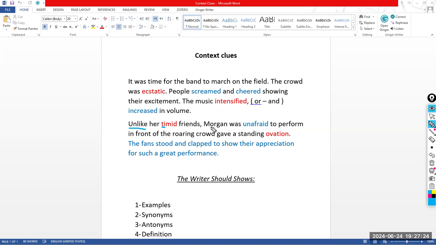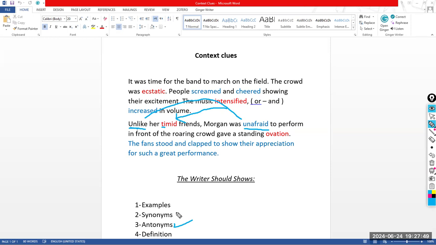Now, in the next clause, we have unafraid. And we have unlike. What is the opposite of unafraid? Afraid. Bravo. So the meaning of timid is what? Afraid. Okay. So notice how the writer used what? Antonyms.